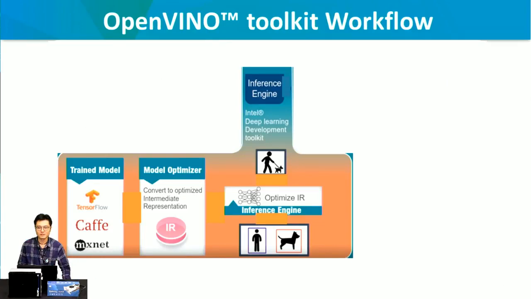And let's talk about some OpenVINO Toolkit workflow. The first step, you can use the trained model from the famous frameworks like TensorFlow, Caffe, and MXNet. Then use the model optimizer to optimize the trained model into an IR file, which means intermediate representation. Then put that into the inference engine.